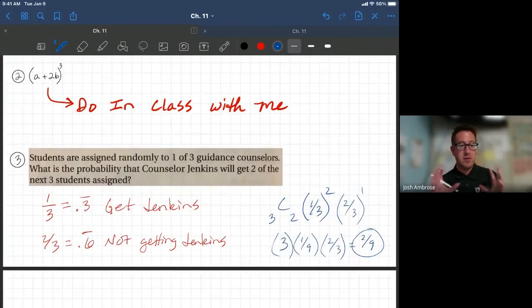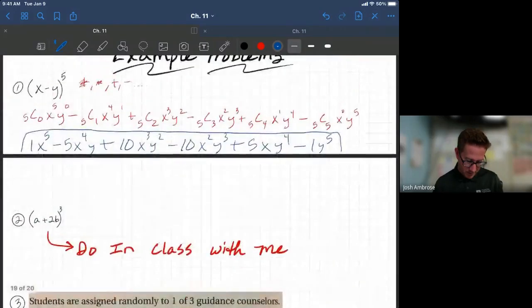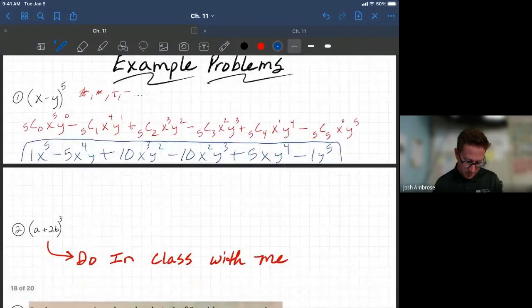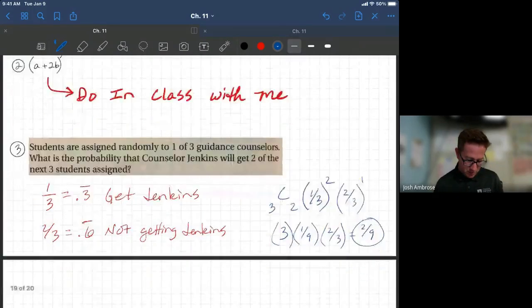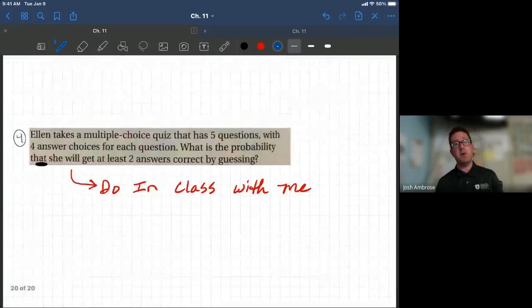All right. So that covers the 2 example problems right there. Example problem number 1, example problem number 3, and we as a class will do example problem number 2 and example problem number 4 in class.